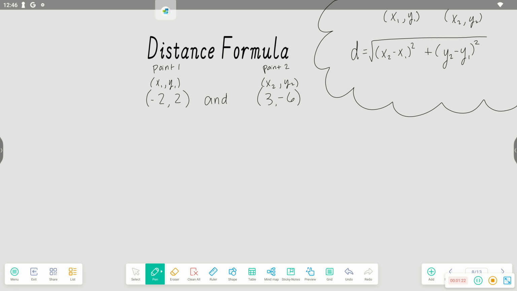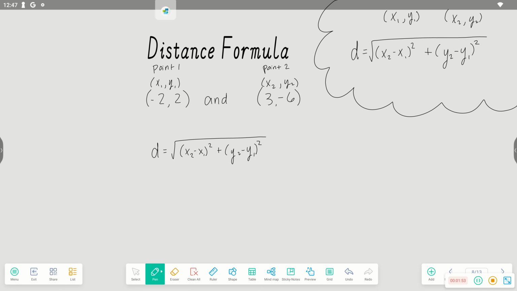I would suggest when you at least first start out with these, write out the formula and then erase to fill it in, because you're going to have way less of a chance of forgetting something. So x2 minus x1 squared plus y2 minus y1 squared. This is a formula that you do have to have memorized, so I put it in kind of that bubble up there so you know you need to memorize this for your test.